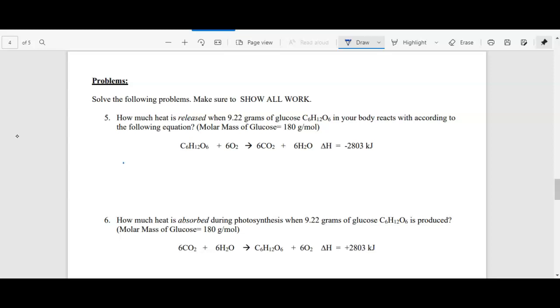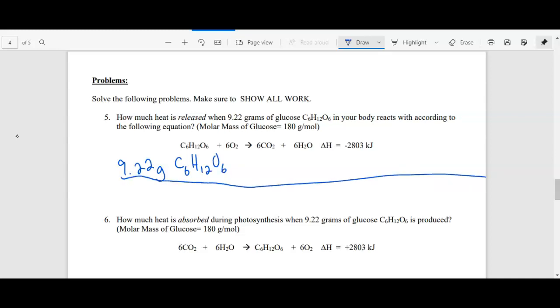First thing we're going to do is set up our train track. 9.22 grams of C6H12O6. We're going to draw our train track. We're going to take grams of C6H12O6, and we're always going to go back to moles whenever we're at grams. That's because the equation they're giving you here is set up for moles. We know the amount of heat for 1 mole. So here we can use our conversion provided. 1 mole is 180 grams. This is exactly what you did in the warm-up. Grams cancels out. I'm left with moles, but we're looking for heat.